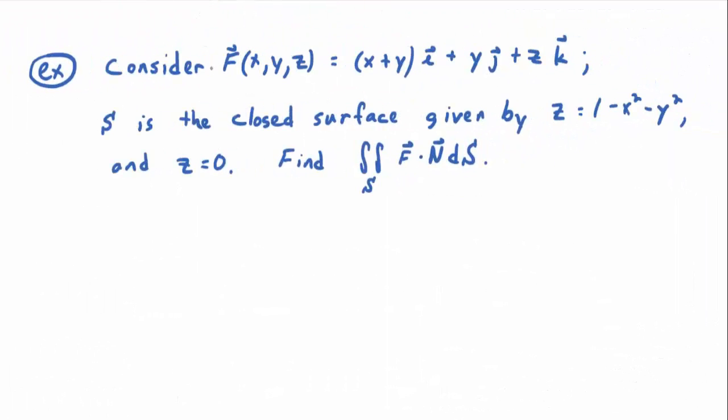Consider F of x, y, z. So your vector field is given by components x plus y, and z. S is the closed surface given by z equals 1 minus x squared minus y squared, and z equals 0. And you're asked to find the flux integral, F dot n dS. So the first thing to recognize is that you're dealing with a closed surface. Can you guys tell me what this surface looks like? What kind of surface is that?